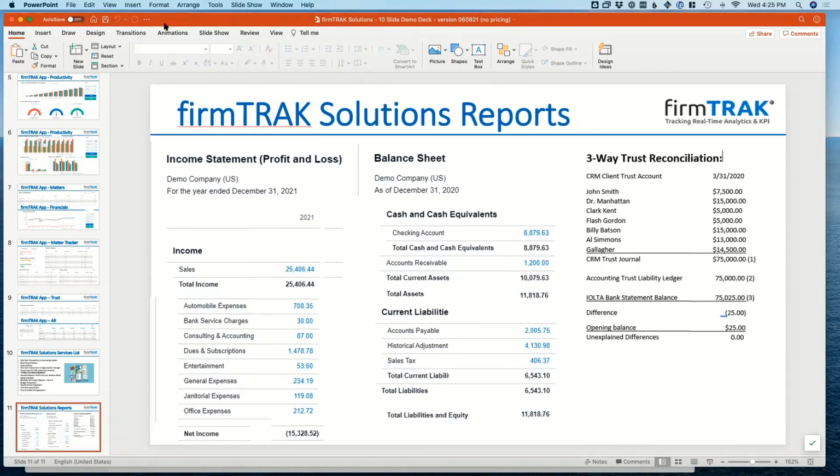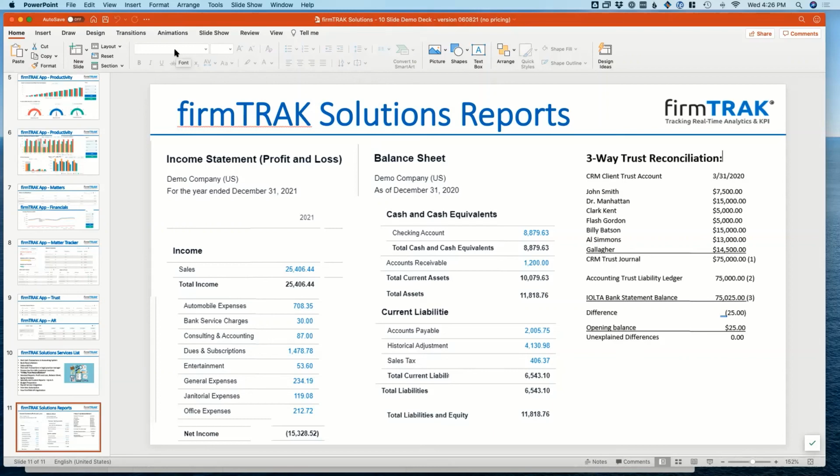The last sheet we're showing is the firmTRAK Solutions Report. I've already referenced the type of reports that we can provide, which include the standard information that you see. But I want you to pay particular attention to the three-way trust reconciliation. This would be a monthly report, or more frequently if you would want, of the actual trust account balances that you have for each of your clients and your matters. This trust balance would mirror your journal, your accounting information, in addition to your CRM.